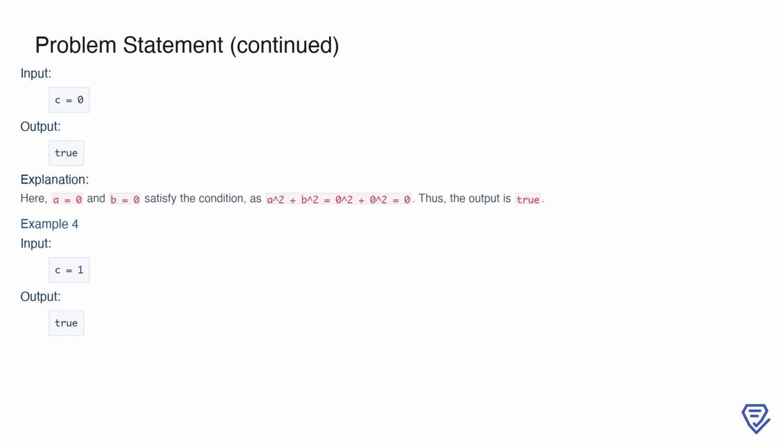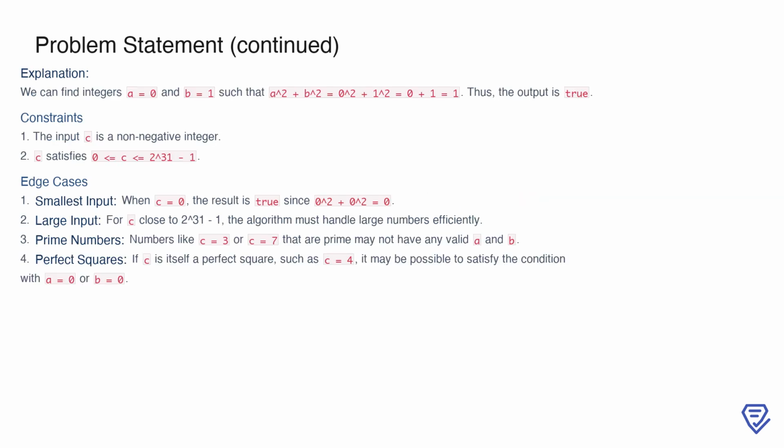Similarly, for c equals 1, the output is also true. In this case, we can set a equals 0 and b equals 1, and their squares will add up to 1. That is, 0² plus 1² equals 0 plus 1 equals 1. This demonstrates that both 0 and 1 can be represented as the sum of squares of two integers. Finally, let's summarize the constraints and edge cases.